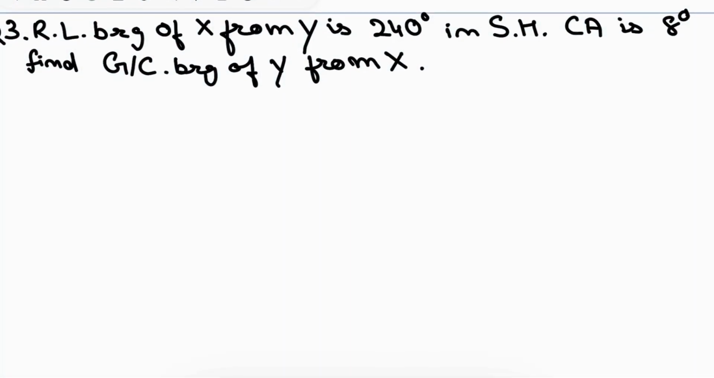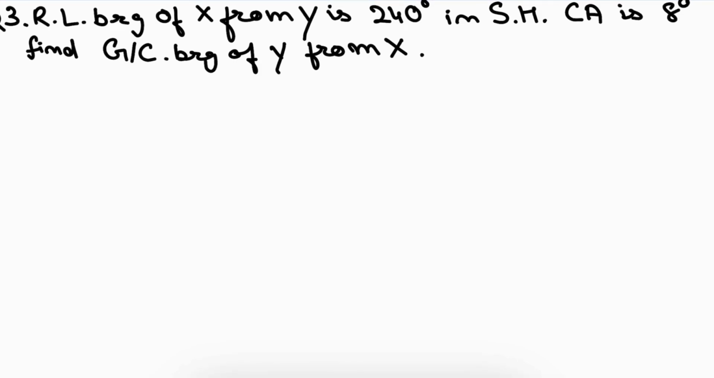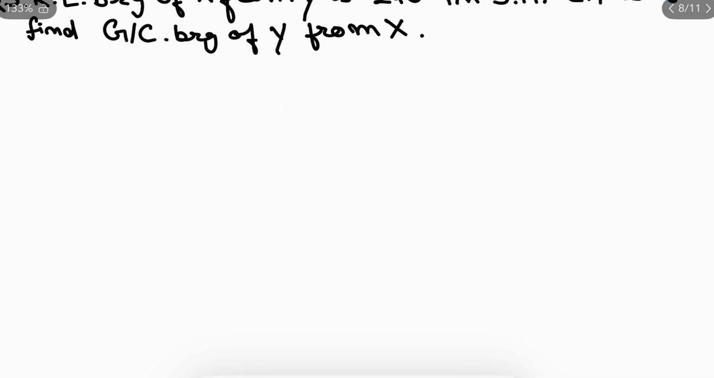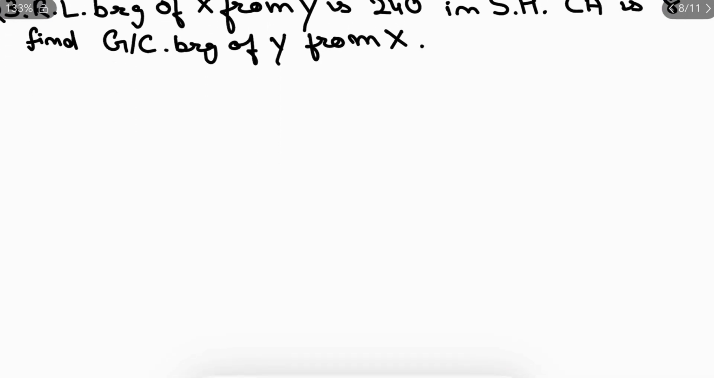So in the next question, we are given that the rhumb line bearing of x from y is 240 degrees in the south hemisphere and the conversion angle is 8 degrees. And we have to find the great circle bearing of y from x. So let's draw whatever information we are given. The direction we are given from y to x is 240. So this is your direction 240, from y to x.